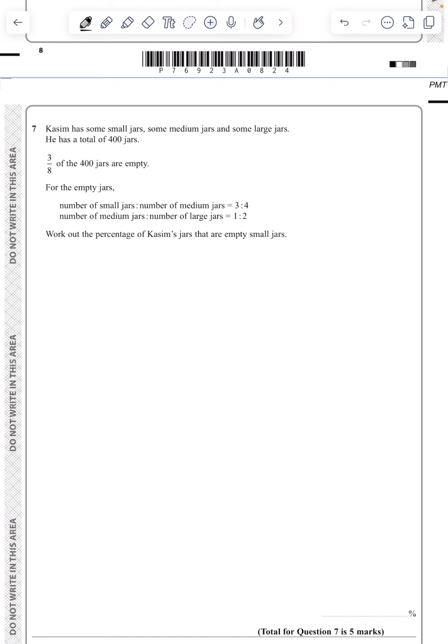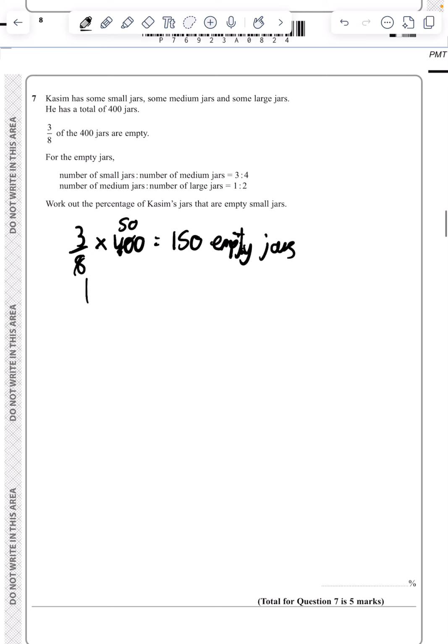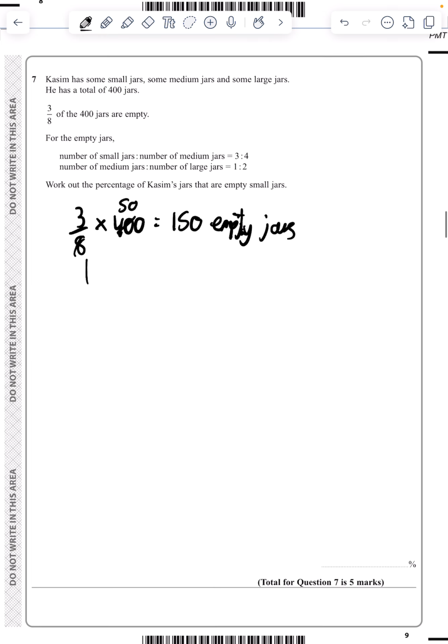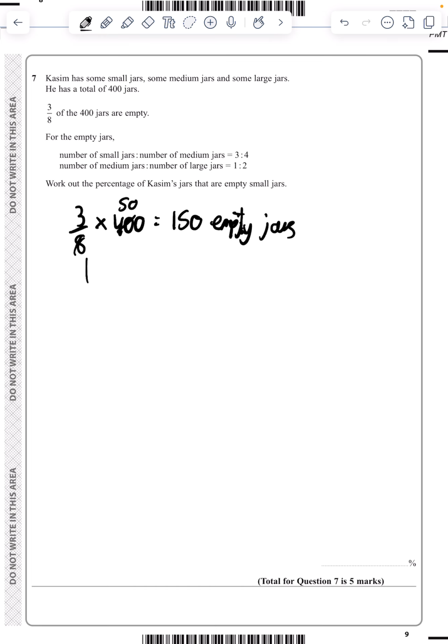So find the number of empty jars. So it's 15, so 150 empty jars. Okay, so units small to medium to large. This small to medium is 3 to 4. This is 1 to 2. So if that's 1 to 2, then you know the large one is double the medium. So this would be 8 here.